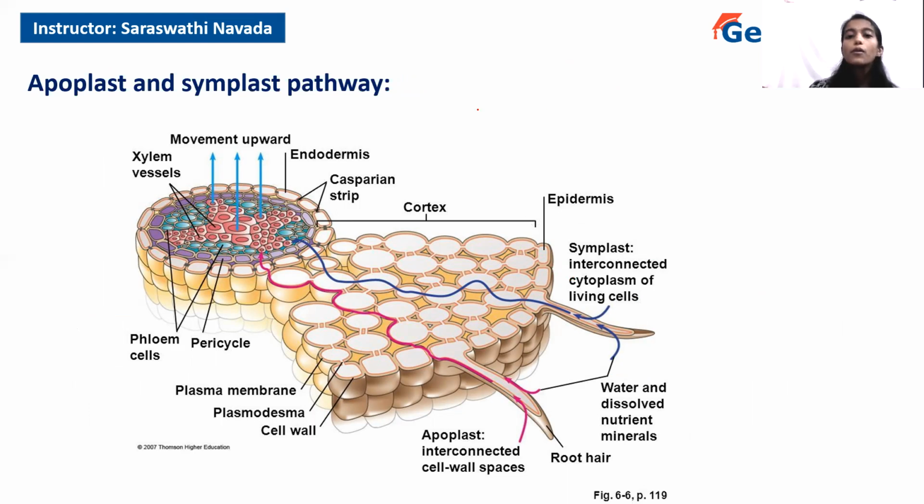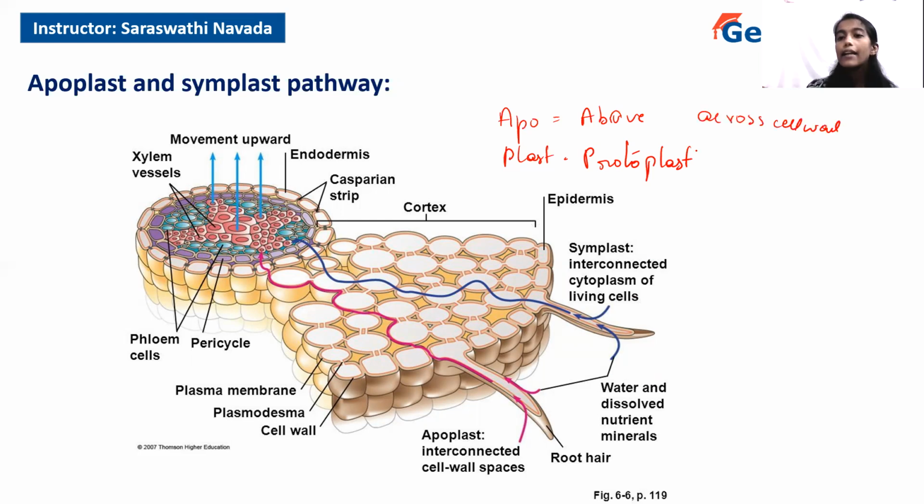So looking into the term apoplast, apo refers to above and plast refers to protoplast. We have already defined what is meant by protoplast. It is the plant cell which is devoid of the cell wall. So in the apoplast pathway, what is going to happen? Water will be moving above the protoplast. That says that water won't be entering inside the cell. So here water movement just occurs across the cell wall as well as the intercellular spaces.